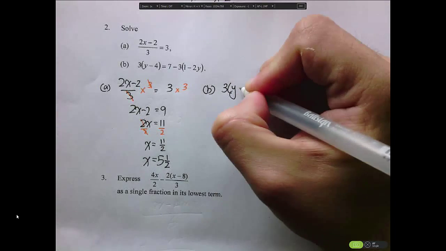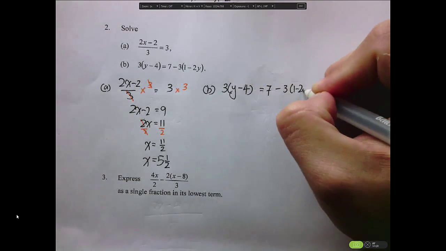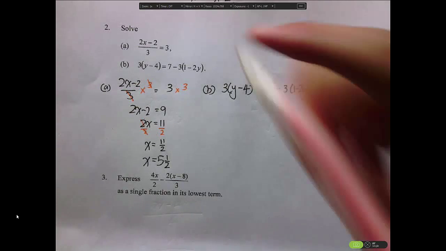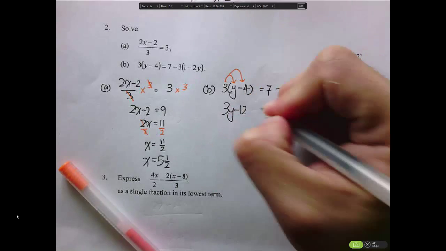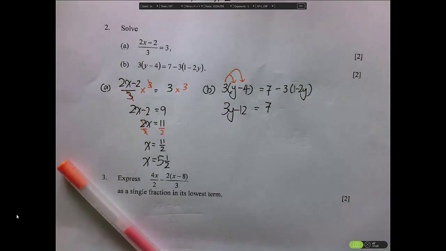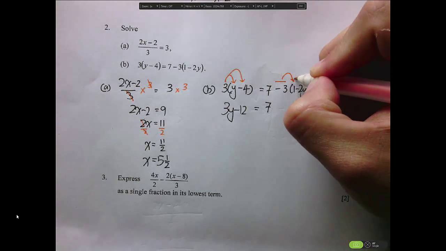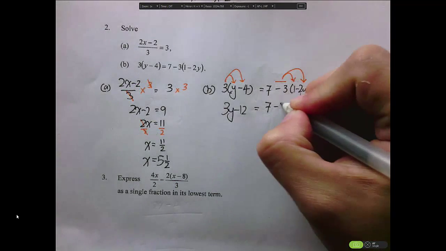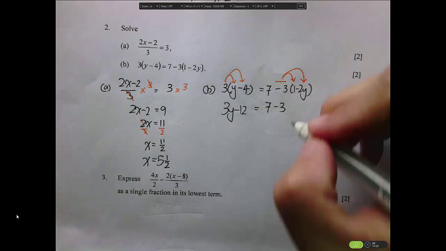2b, let me copy down the question: 3 times (y minus 4) equals 7 minus 3 times (1 minus 2y). The first part here is quite simple, most of you are clear as to what to do. You are aware that when you multiply 3 in, you get 3y minus 12 is equal to 7. Here is where many of you make the mistake. Here it is negative 3. You multiply it into the 1, and you also multiply it into the negative 2y. Negative 3 times 1 will give you minus 3. Negative 3 times negative 2y: negative and negative will give you positive 6y.